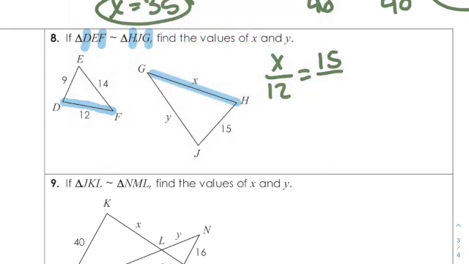We see that 15 is HJ. Well, HJ is the first two letters, so DE is the first two letters, which is 9. So over 9. Then we do our cross product.